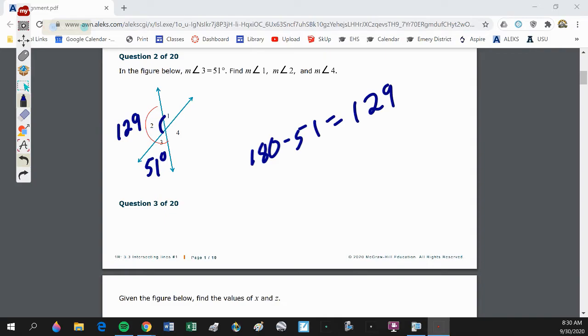So I know that 3 and 1 are vertical. So 1 has to be 51. And I know that 2 and 4 are vertical. So 4 has to be 129.